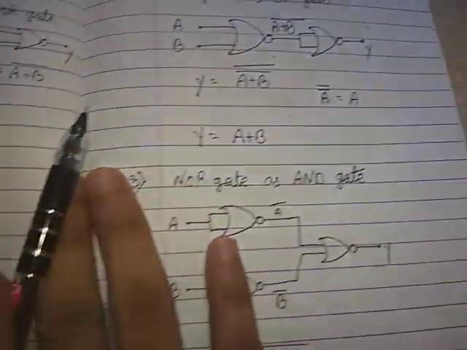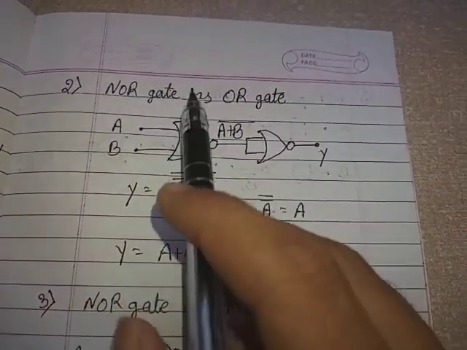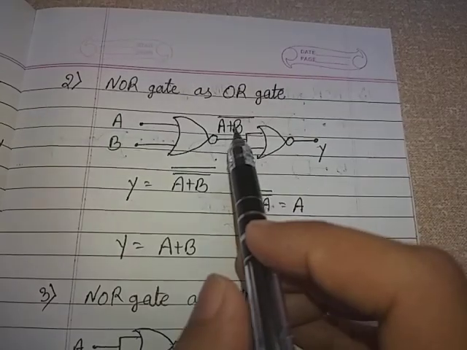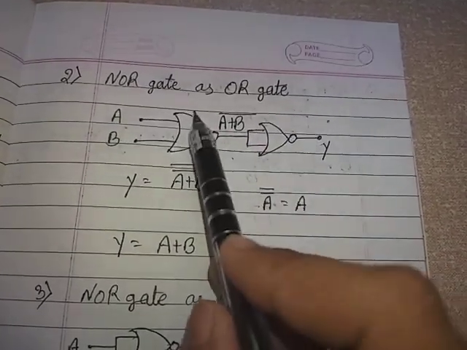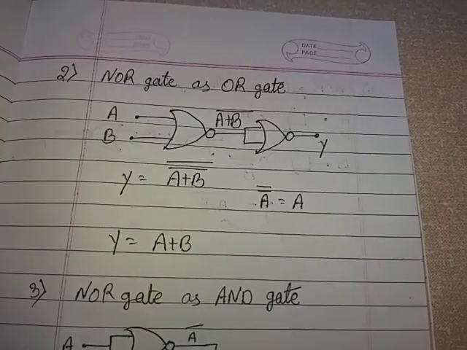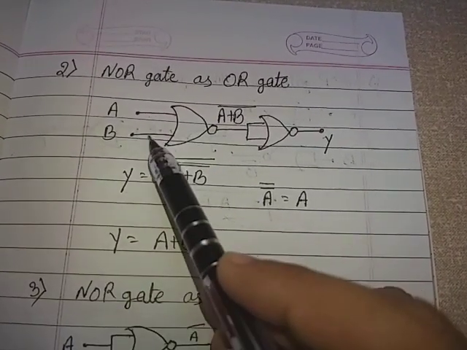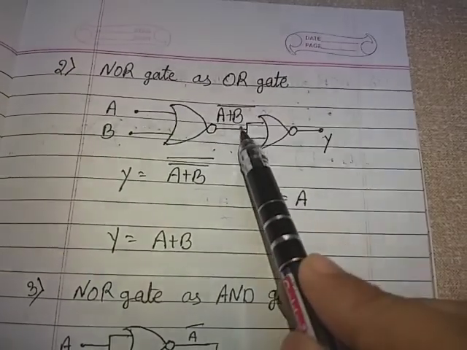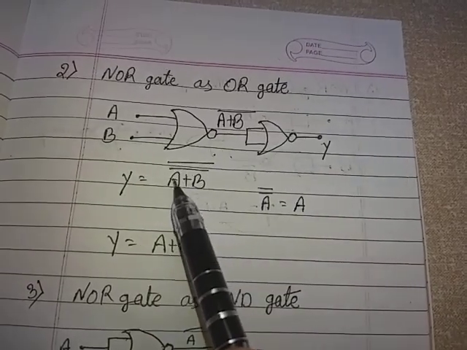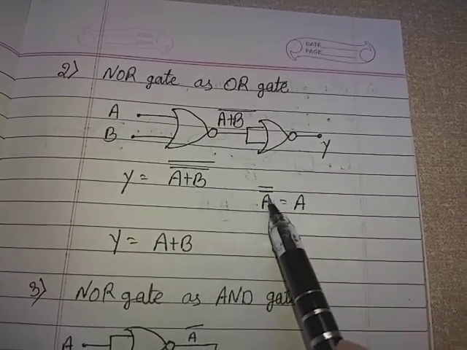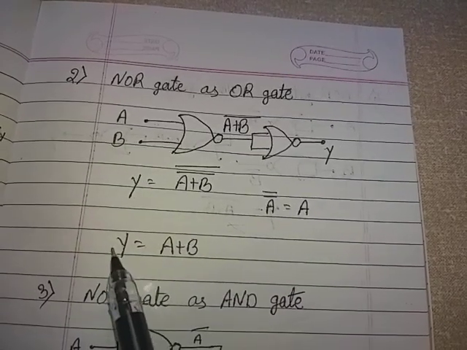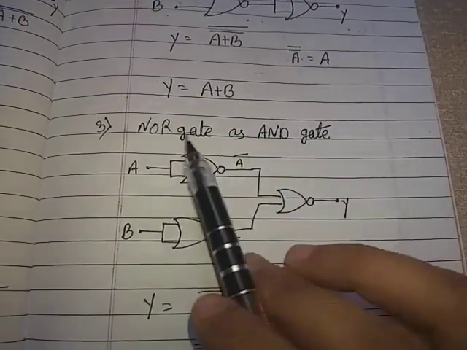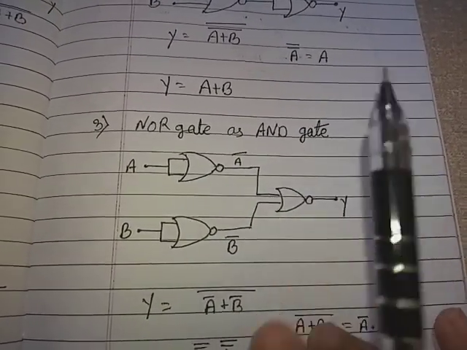Now let's see how the NOR gate can be used as an OR gate. As we know that NOR is equal to NOT of OR, we have to remove this complement. So we put a NOT gate behind the NOR gate. Here we go. A and B, two inputs, pass through the NOR gate and give (A plus B) whole bar, and this passes through the NOT gate and gives (A plus B) double bar. As we know that double bar is equal to A, we get Y equal to A plus B.